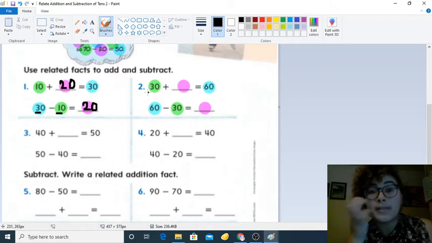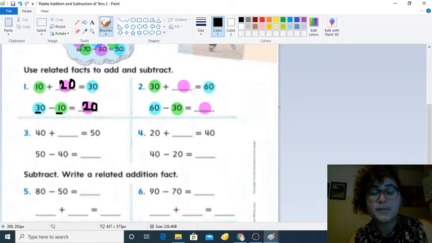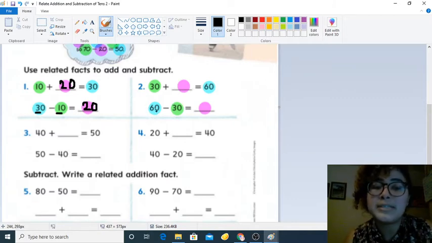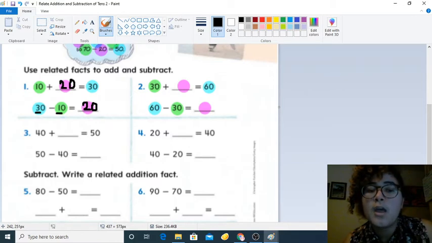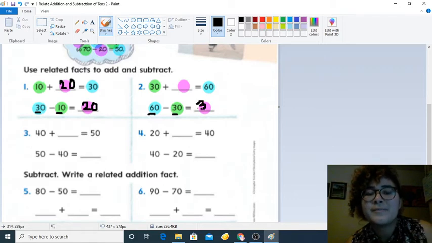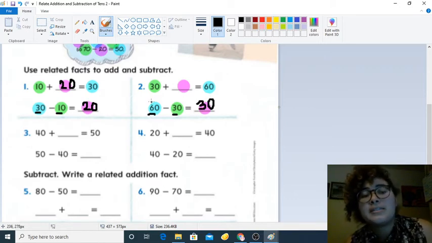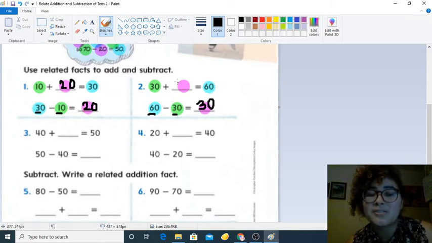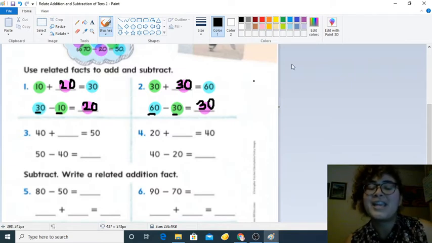Okay, so now let's do the next one. We have 30 plus something gives me 60. So same dynamic. You go down to 60. You take away the only other number you can, and you write down the result. 60 minus 30 is 30. And if you do it by tens, 6 tens minus 3 tens is 3 tens. So you get to the answer either way. That means that if 60 minus 30 is 30, then 30 plus 30 is 60.